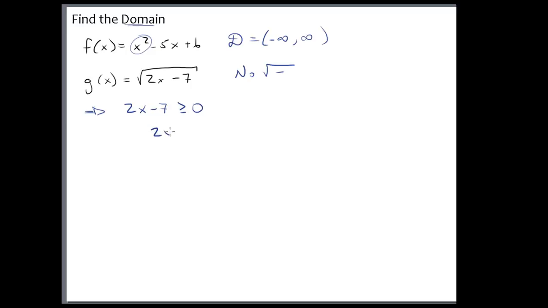So that means that 2x has to be greater than or equal to 7, which means that x has to be greater than or equal to 7 divided by 2. So what's the domain? I'm allowed to be at 7 halves, but I can't be less than it, and I can go up as large as I would like. So closed bracket 7 halves, comma, infinity.